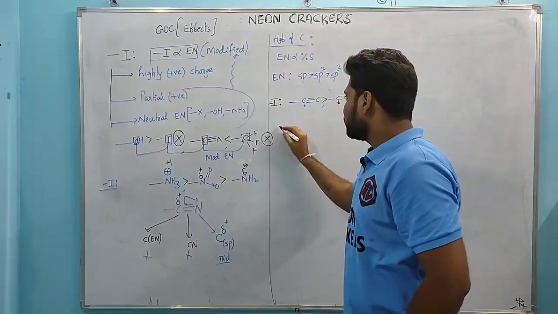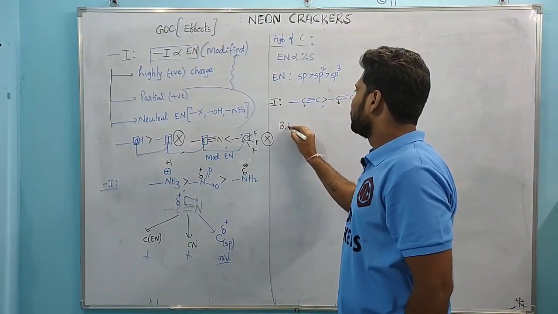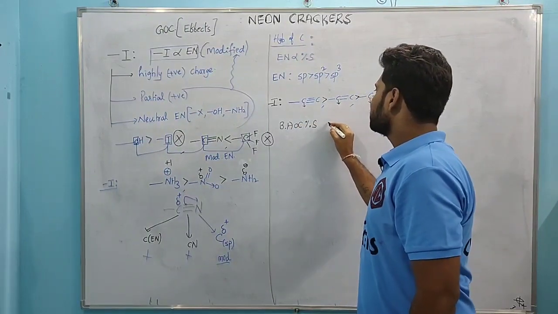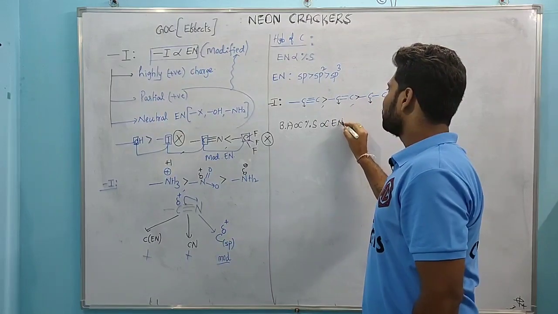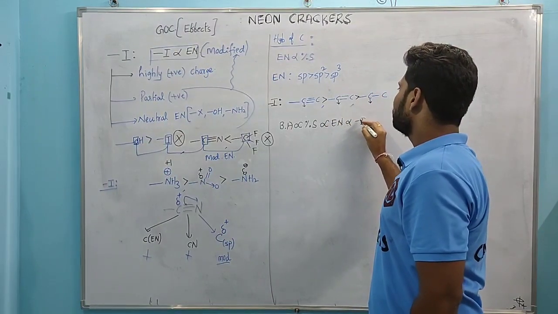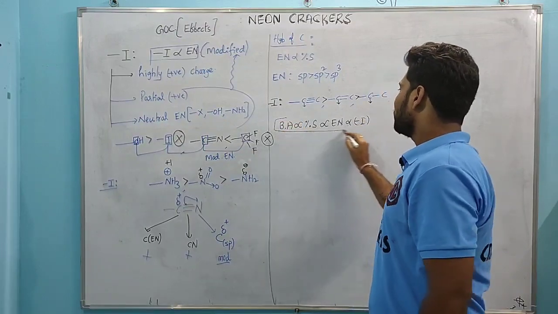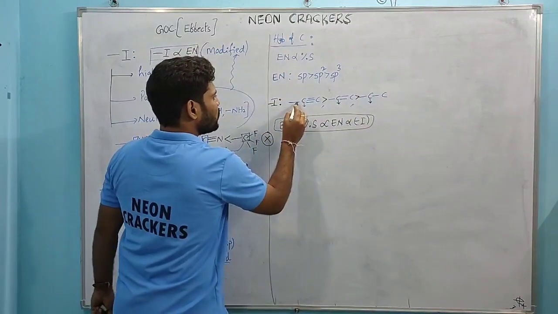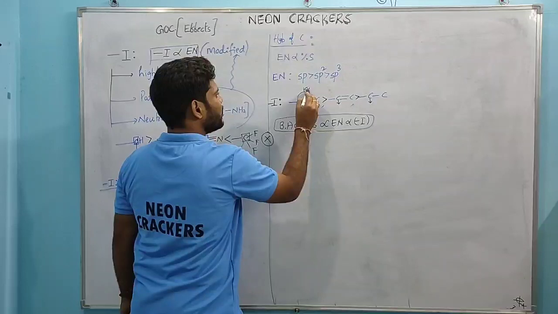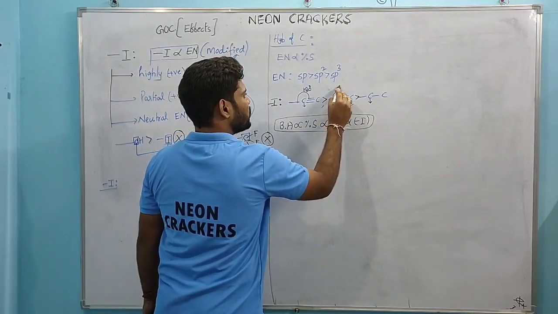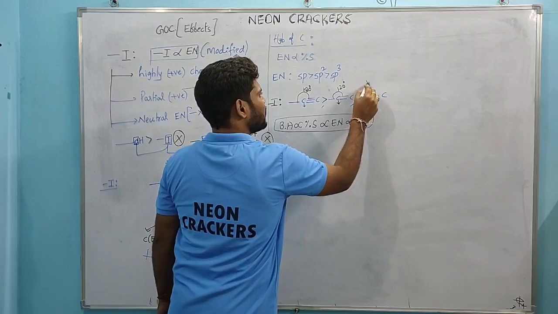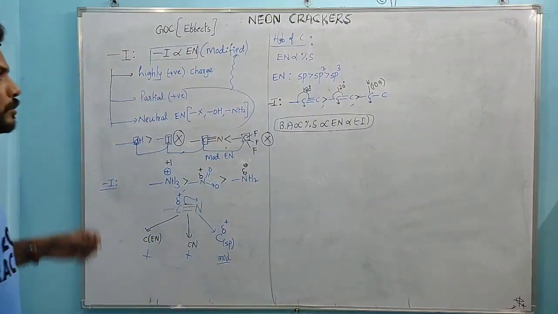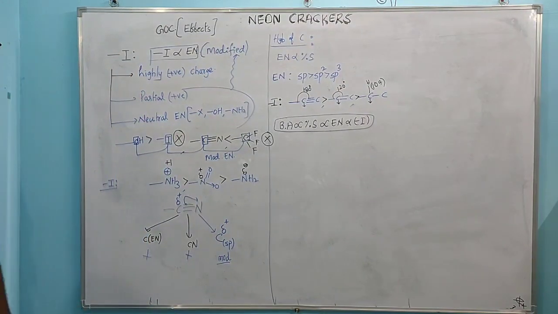One more factor is there: bond angle. Bond angle is directly proportional to S character, S character is directly proportional to electronegativity, and electronegativity is directly proportional to minus I. This is the overall conclusion based on bond angles. What is the bond angle here? 180. Here, 120, because of sp2 hybridization. Here, 109. So more bond angle, more S character.